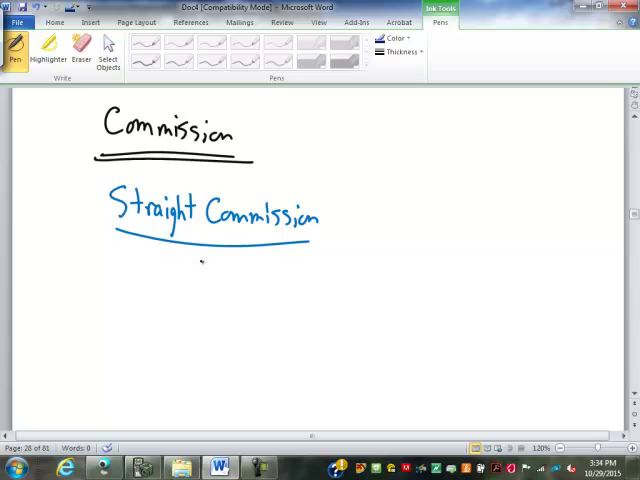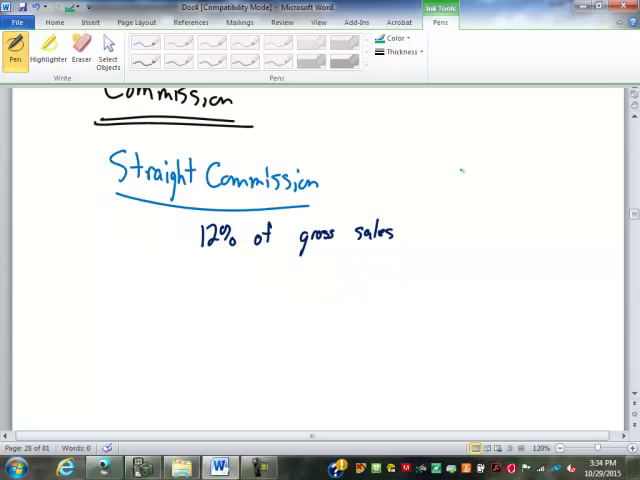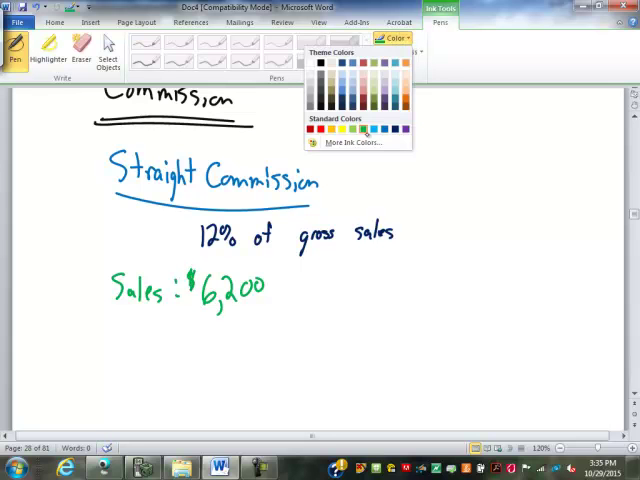So let's say you have a straight commission of 12% of gross sales. That word gross is important. That means that you don't have to pay back if something you sell is returned. There are places where you might have weeks where some people return more stuff than what you sold, and you actually have a negative commission. So anyway, 12% of gross sales. And for a week where you have sales of $6,200, what is your pay for that week going to be?